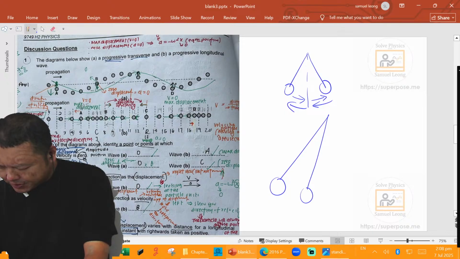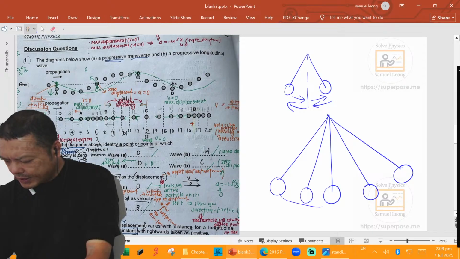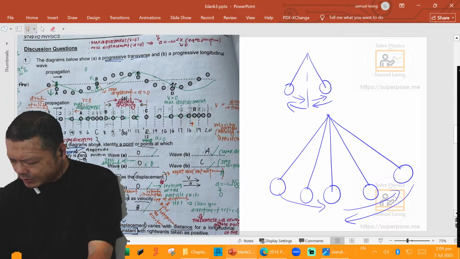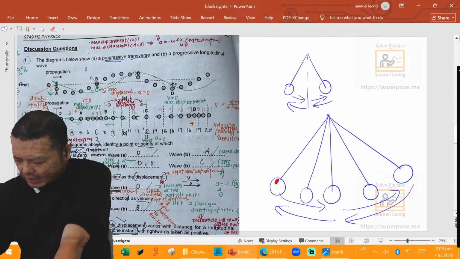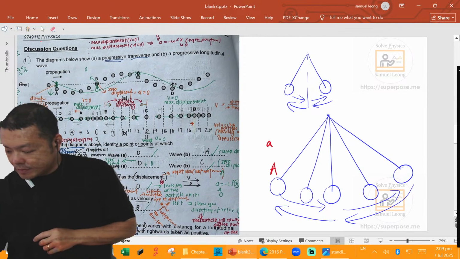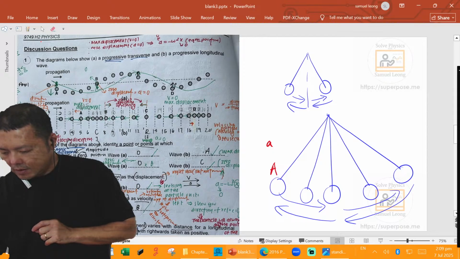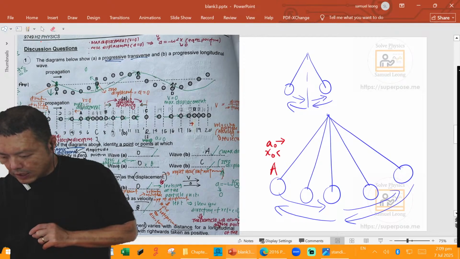Let me draw more positions for you. So you could be going down this way, going up this way, going down this way, going up this way. This is the tough part because there are so many variations of this. Like at this position A, what's the acceleration? Maximum and pointing. Okay, what's the displacement? Yeah, pointing to the left, correct.